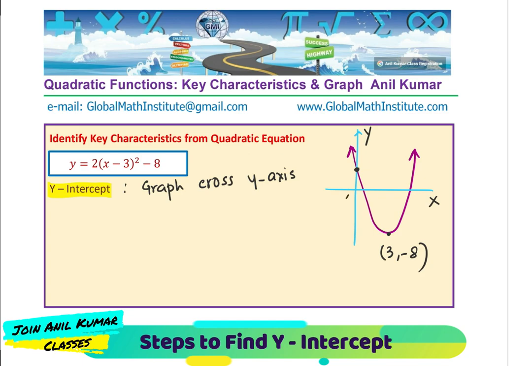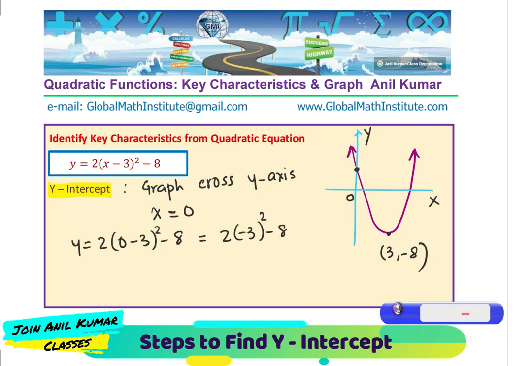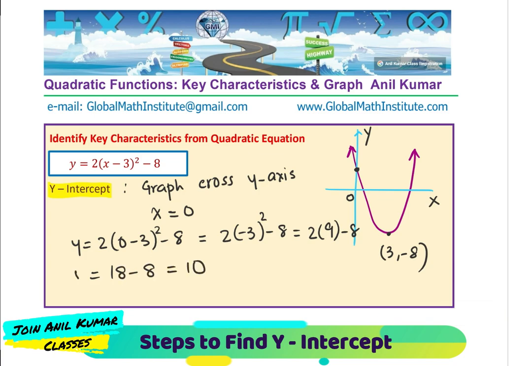Now clearly at the y-axis, what is the x value? X equals 0. So to find the y-intercept, you have to substitute x equals 0. Let's do that. So we could write y equals 2 times (0 minus 3) whole square minus 8. Makes sense, right? Let's calculate: 2 times minus 3 square minus 8, which is 2 times 9 minus 8, which is 18 minus 8, or just 10. You get the idea. So I have a y-intercept at 10.